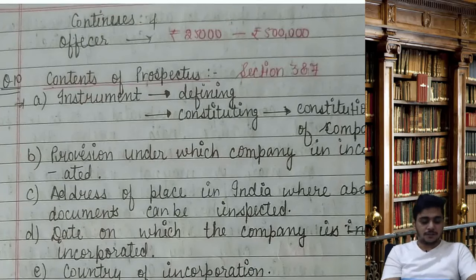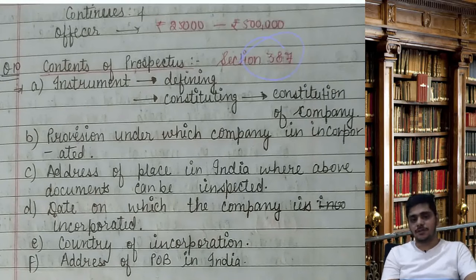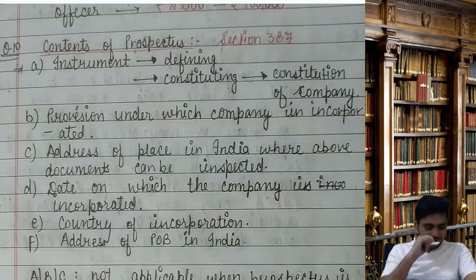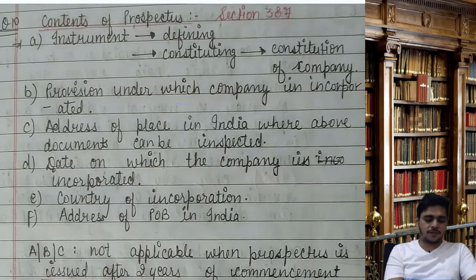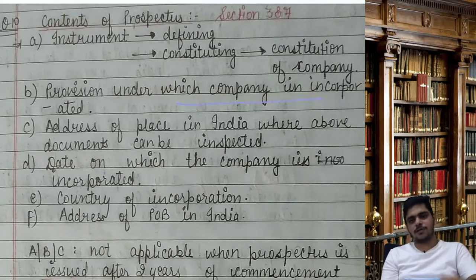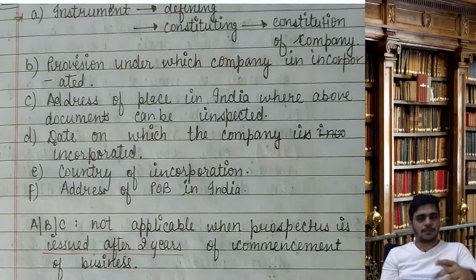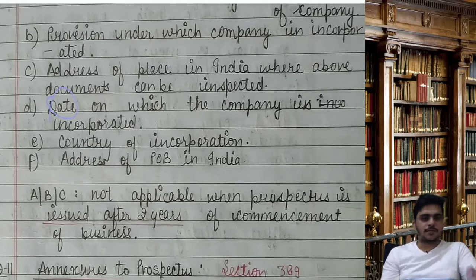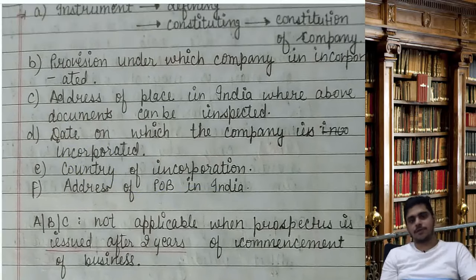Okay. Then next, contents of prospectus. Section number is 387. A: an instrument defining or constituting the constitution of the company, that is, the MOA. B: the provision under which the company was incorporated. C: the address of the place in India where the above documents can be inspected. D: date of incorporation. E: country of incorporation. F: address of place of business in India.